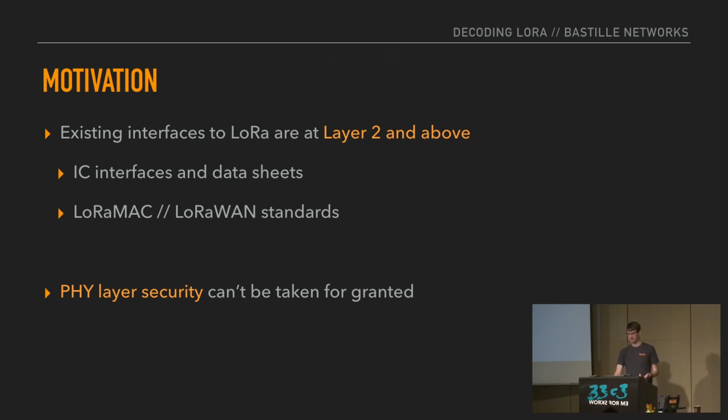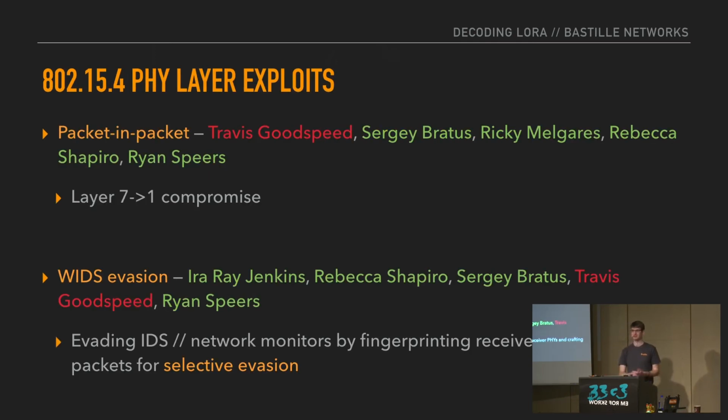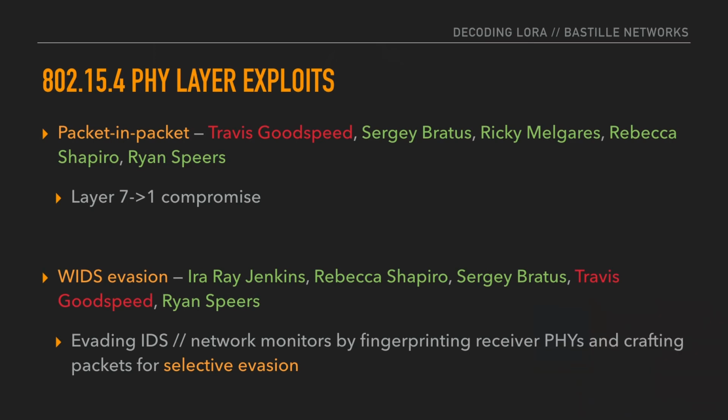And to back this up, I'm going to point to some 802.15.4 exploits that reinforce this. From a couple years ago, we have Travis Goodspeed's Packet in Packet, which showed that he was able to do a full 7-layer compromise by basically encoding the data that would induce the preamble and frame symbols for 802.15.4 within the payload of another message.